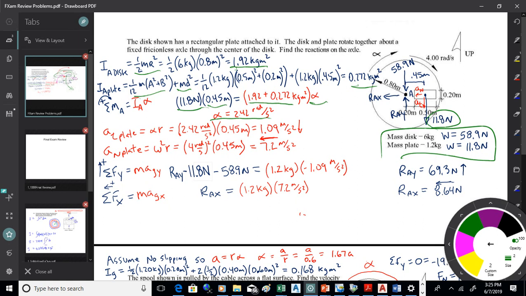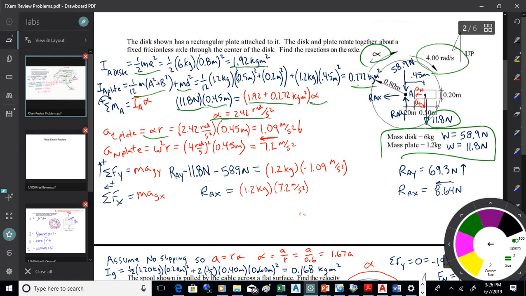Okay, so the disk is centered about A, so we don't need to worry about it as far as causing accelerations. It's just rotating about A. But we do want to account for the plate. So the tangential acceleration of the plate, which would be down there as it rotates around A, is alpha r. The normal acceleration of the plate is omega squared r. So we found alpha, 2.42. We got omega at 4. So we can find those components of acceleration, 1.09 and 7.2. So that's how the plate accelerates as it rotates around A.